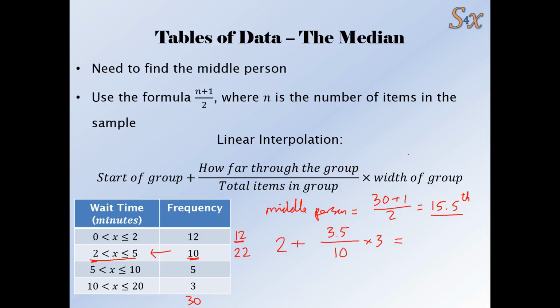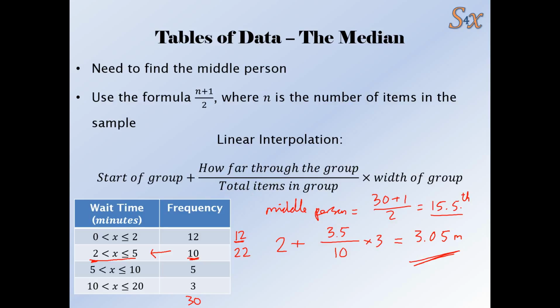So I get 3.05 as our estimate. 3.05 minutes, which is 3 minutes and a few seconds, 3 minutes and 3 seconds. Okay, so that's another example of how we get the median. Try and apply this formula.